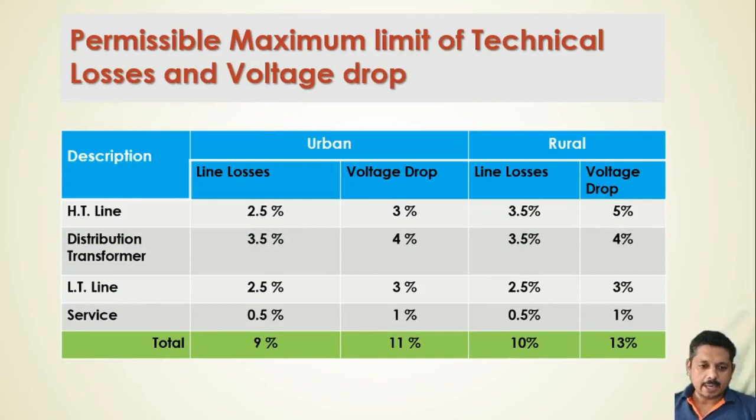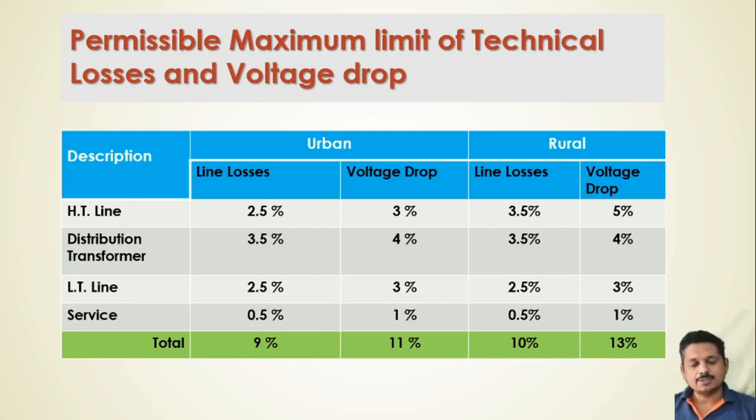On your screen, you can see that we have bifurcated the losses into two different regions, urban region and rural region. As we know, in an urban region the transmission line length is shorter than in a rural region because people are living in remote places. That's why we have to separate them. For HT lines, 2.5% line losses are allowed in an urban region, but in a rural region it is 3.5%. Distribution transformers, as we know, are static devices with the same ability to perform in any region. That's why they are similar in urban as well as rural regions.